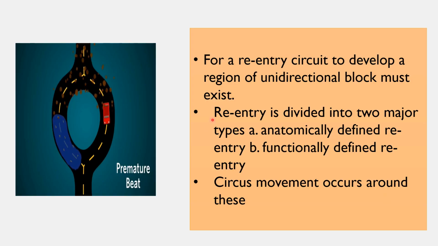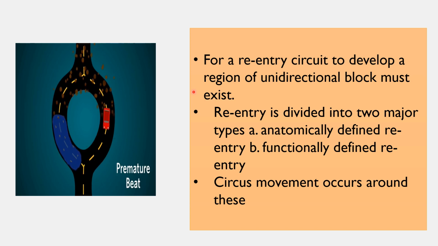For a re-entry circuit to develop, a region of unidirectional block must exist. Now, re-entry can be divided into two major types. One is the anatomically defined re-entry and the other is the functionally defined re-entry. In case of anatomically defined re-entry, there will be an anatomically defined circuit present through which this circus movement will occur. And either of these, that is anatomical and functional re-entry, can coexist in many situations.